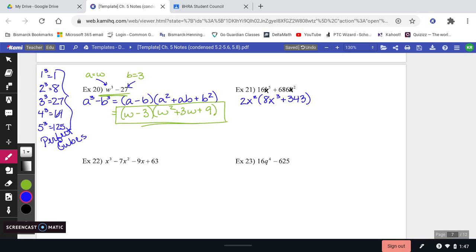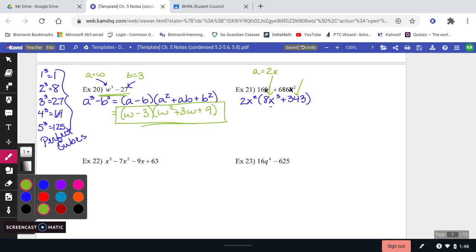Okay, good. Now, the x is being cubed. The 8 we figured out is a 2 cubed. So that means what cubed gives you 8x cubed? So 2x. If I cube that, that gives me the 8x cubed. So that's going to be the A part of my equation.